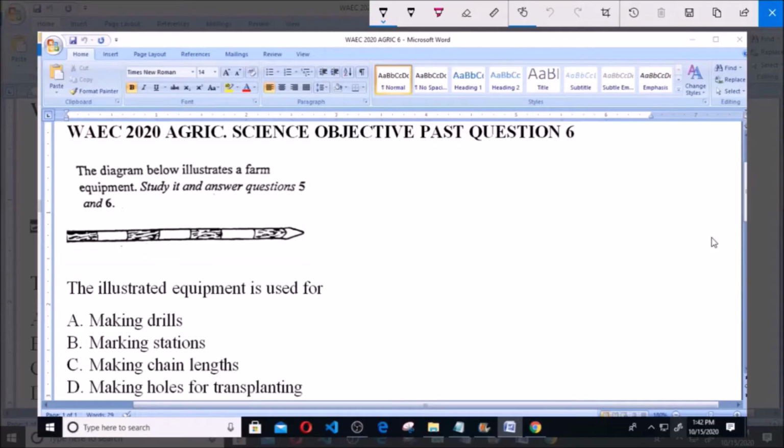So you have this diagram illustrating a farm equipment, and we are to use it to answer question 5 and 6. So this is question 6. Now the illustrated equipment is used for A. Making drills, B. Marking stations, C. Making chain length, D. Making holes for transplanting.